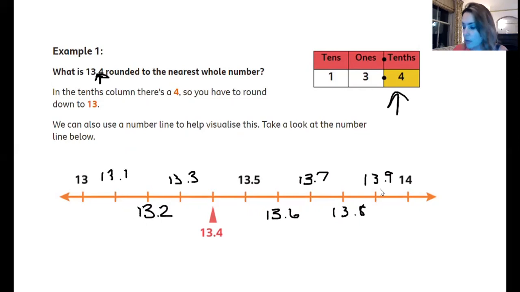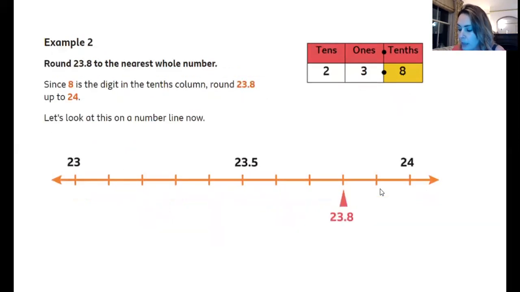Let's have a look at another example together. Example 2. So if we were rounding 23.8 to the nearest whole number, you're going to have a look at the digit in the tenths column. You can see that it's 8, so we're going to round that one up. So it would round up to 24.